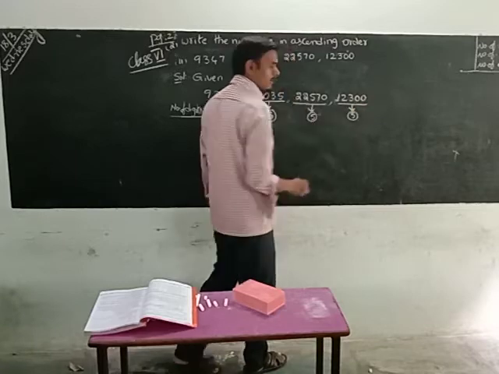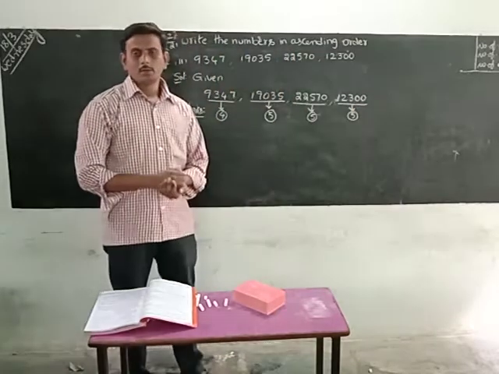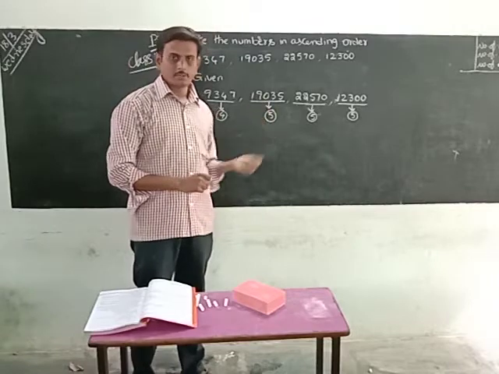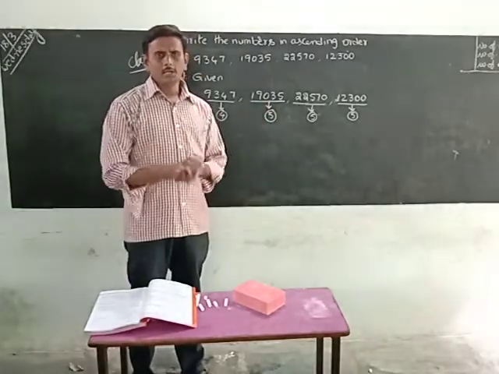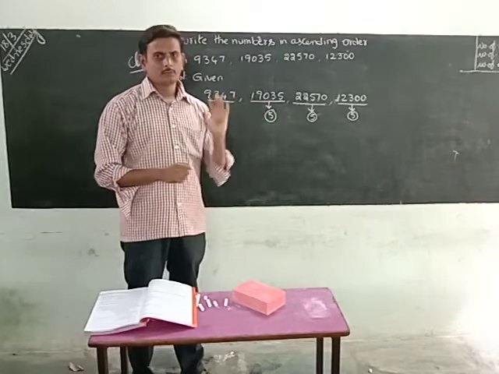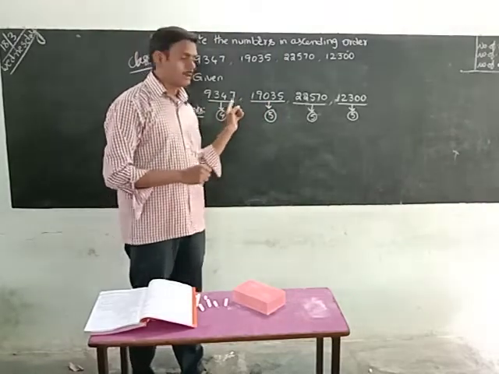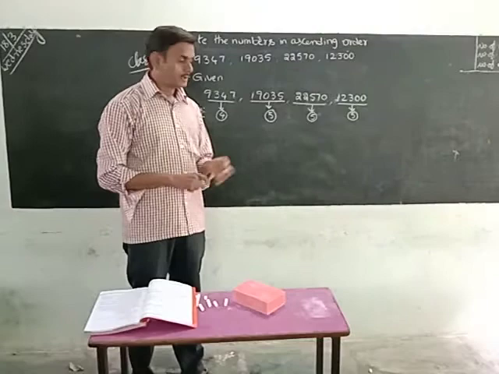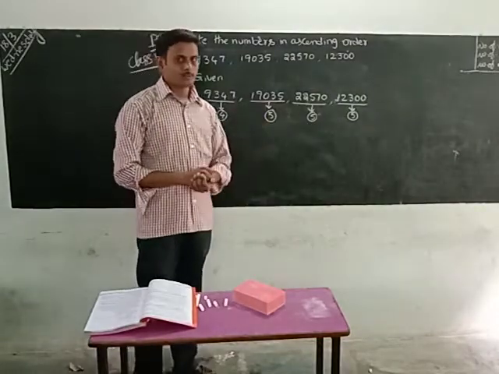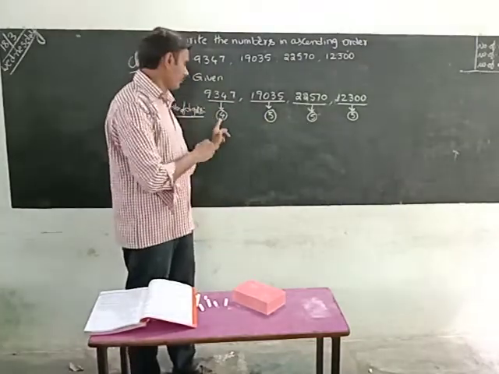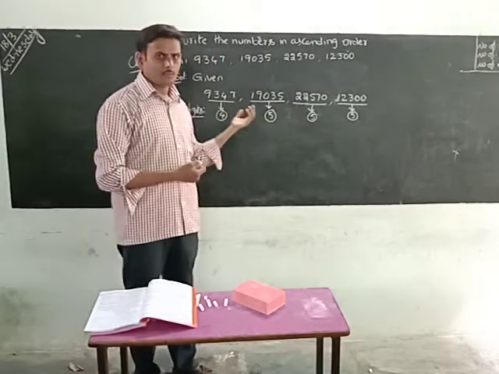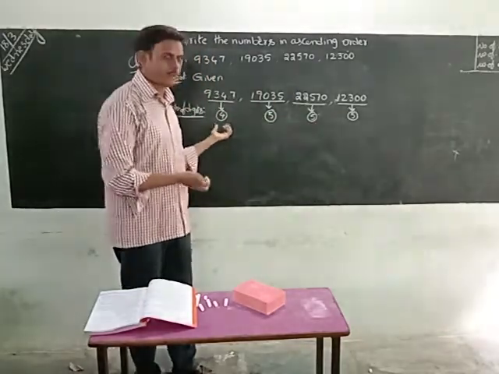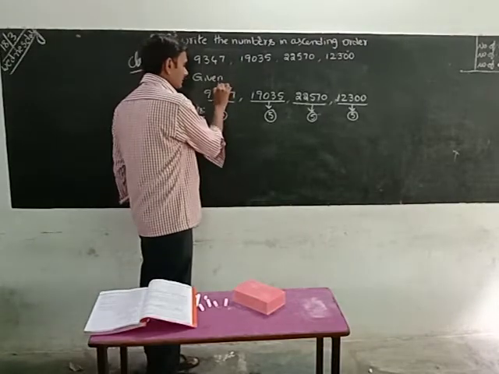We can do the solution even without counting digits. But if you identify the digits, it is very easy to pick the small one, big one. That's why I count the digits of each number. Now we can decide which is the smallest. We can say 4 digits, 5 digits, 5 digits, 5 digits. Which is the smaller? The 4 digit number is smaller because less number of digits are there. So this is the first place.